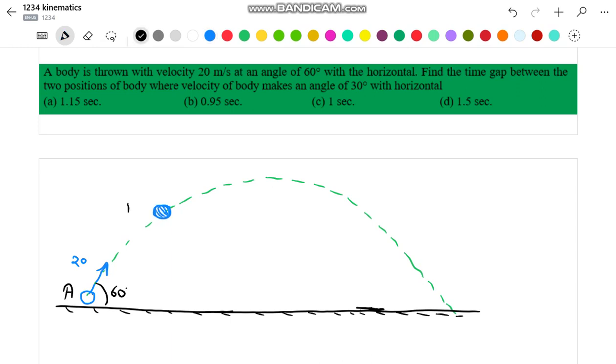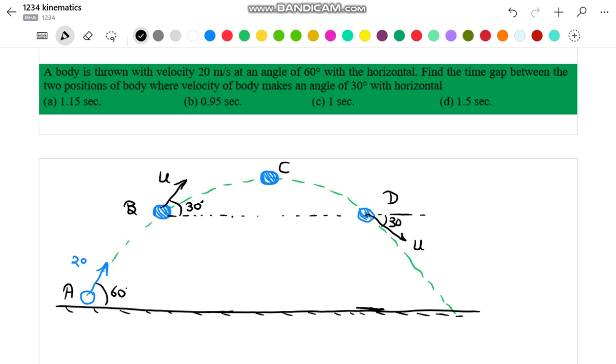where its velocity vector makes an angle of, let us say, 30 degrees with the horizontal. So now we have to find the time gap between the two positions where the body makes an angle of 30 degree. So the next position where object will make an angle of 30 degree with the horizontal will be its symmetrically opposite position, that is point D. Let us call this point as point D, and I am assuming that C is the highest point in its trajectory.